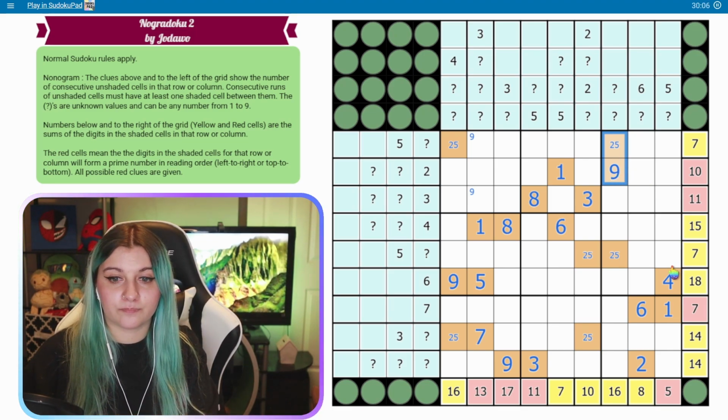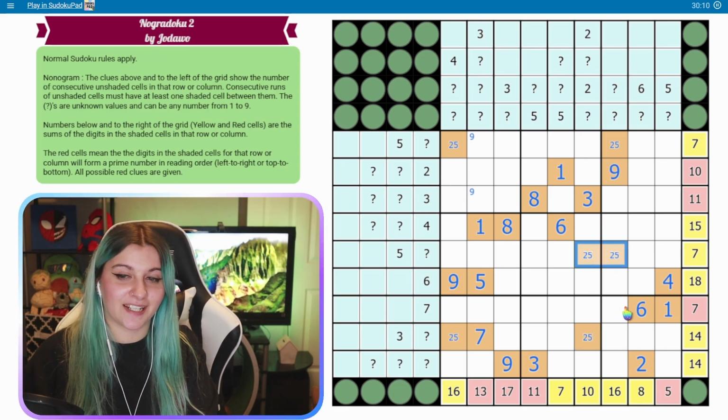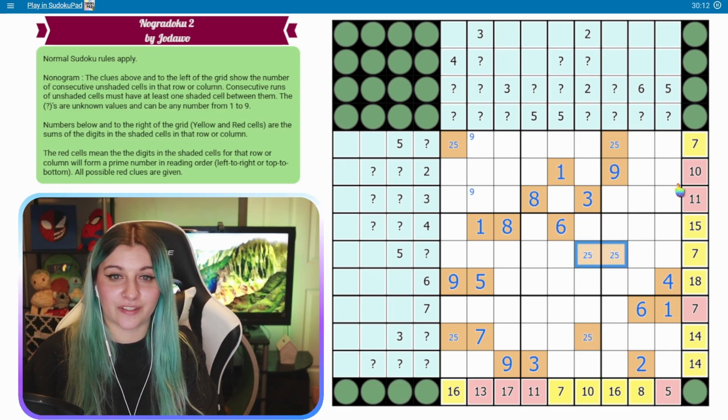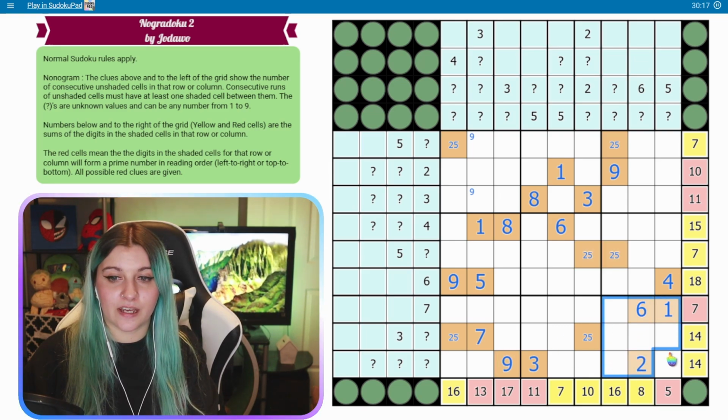Okay, perfect. I don't want to shade for 2, 5 because I want to leave these shaded as the shaded cells for the nonogram part of the puzzle. So we'll come back to that. If I need a 9 in here, 9 is going to go here or here.